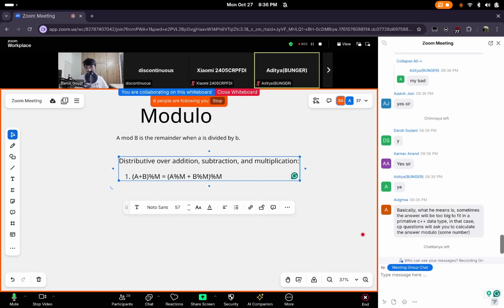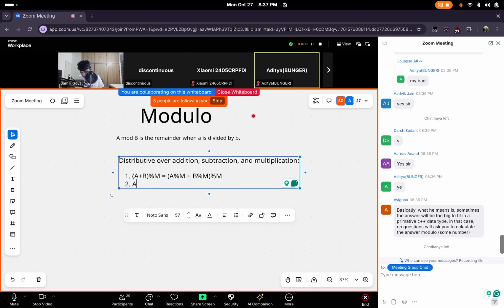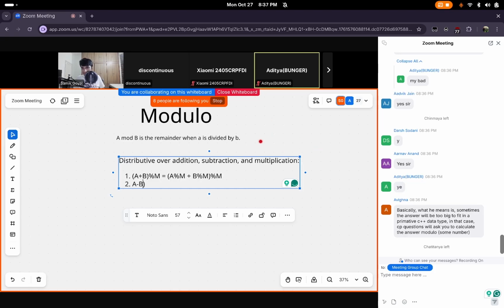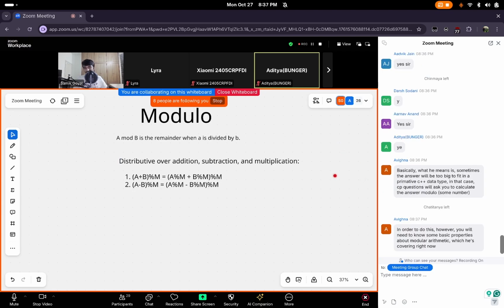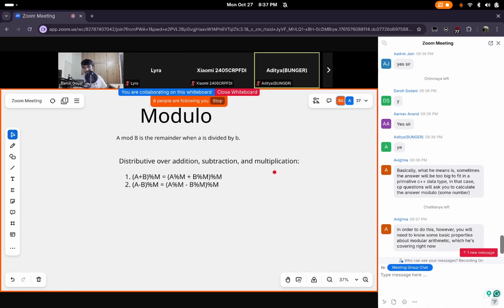Okay, let's go over the next thing, which is subtraction. So it looks pretty much the same as addition because addition and subtraction are pretty similar operations. So modulo also works pretty similarly. The same things that I talked about before are going to apply here.